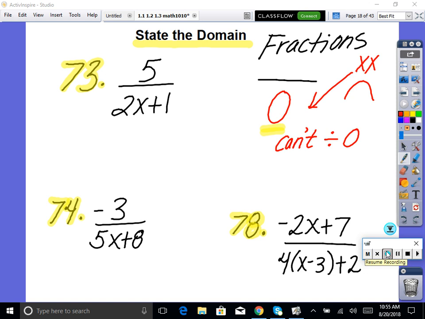Okay, it says state the domain. So domain is x values. If I said to you, what's the domain, I mean, what x values can this function have? Remember, when dealing with fractions, there's only one rule that we have to be really leery of. We cannot divide by 0. The denominator can never be 0. So, let's look at 73.